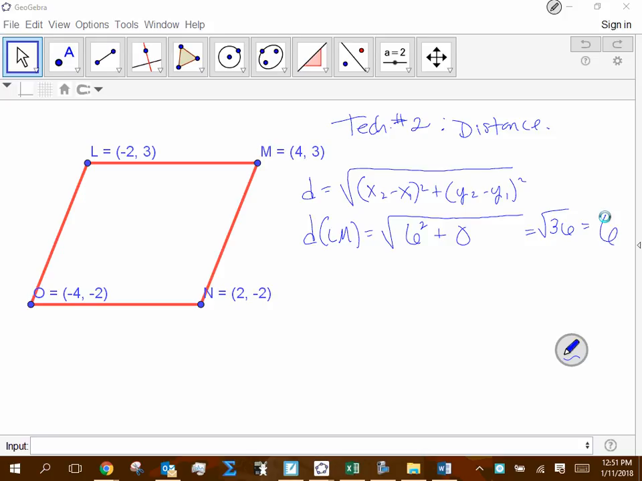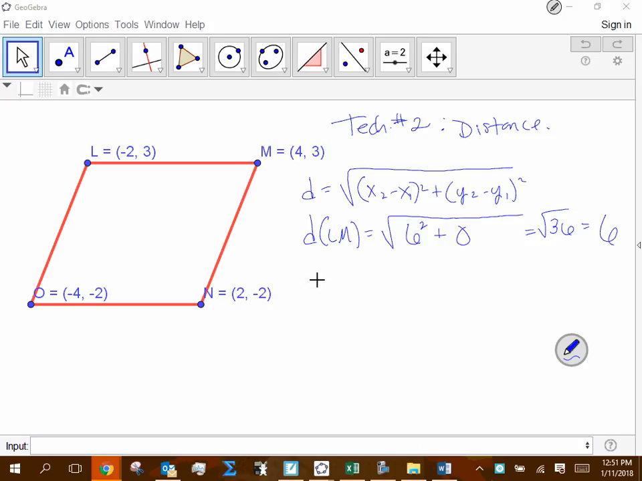6, right? That's a horizontal line, correct? When you have horizontal lines, all you have to do to find the distance is subtract the x values. 4 minus -2 gives you 6, right? Okay. If it's a vertical line, all you have to do is subtract the y values to find your distance.